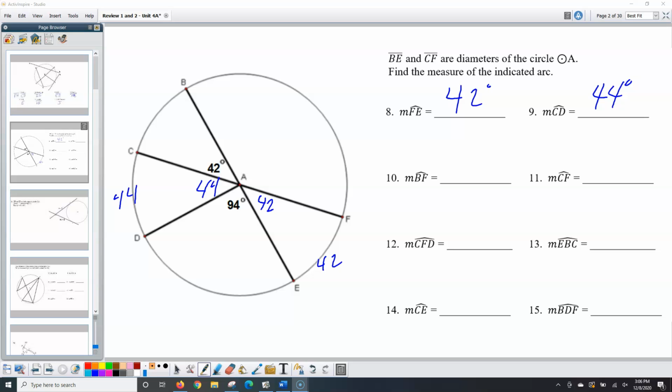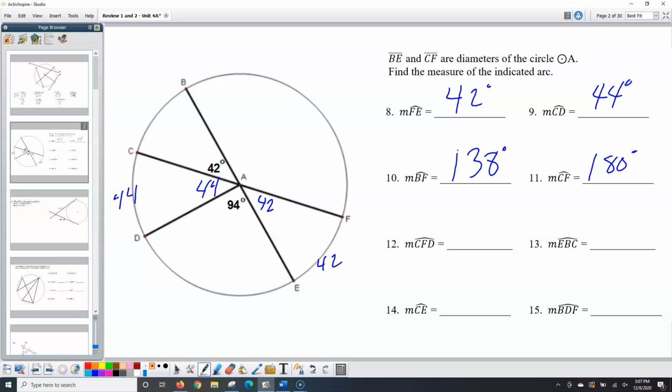Number 10, I got arc BF. BF is up there up top. I'm going to cut it in half right here and say 180 minus that 42 up there. 180 minus 42 is 138. Arc CF. CF, that's half the circle. 180, that's a semicircle.